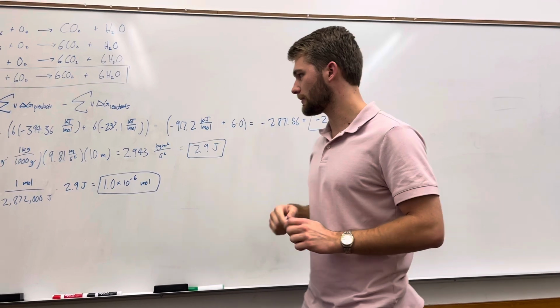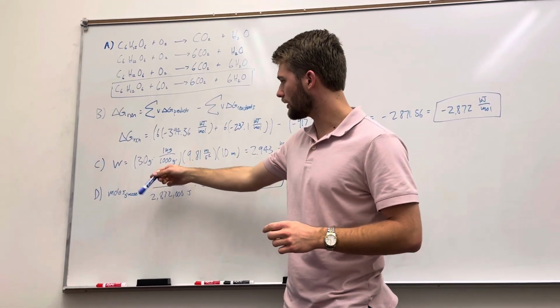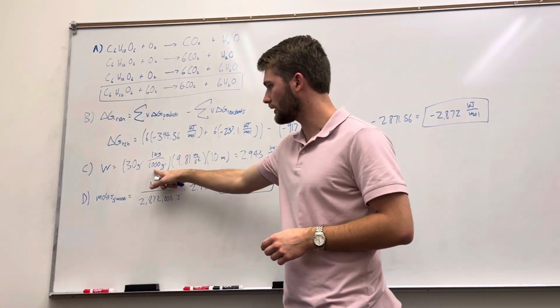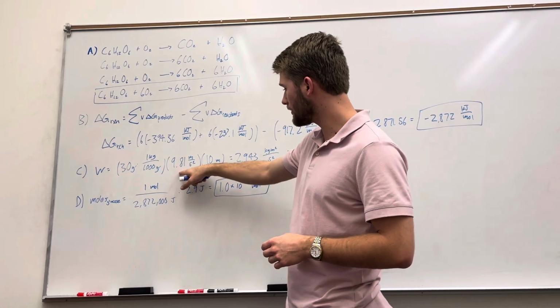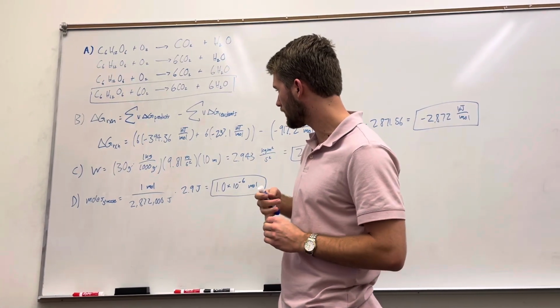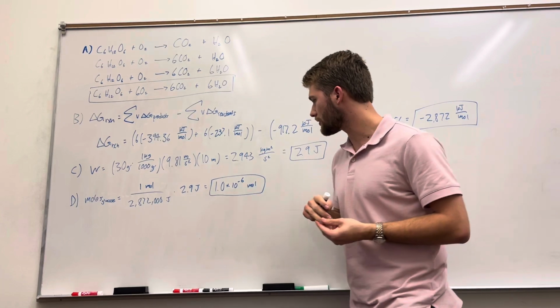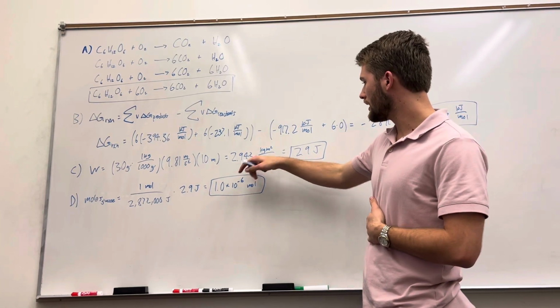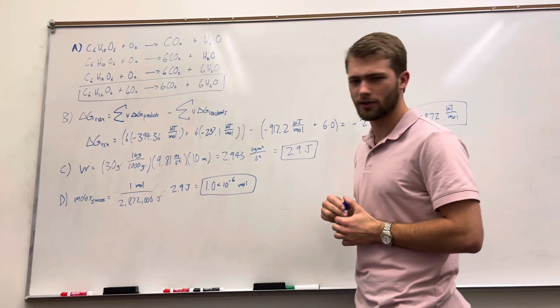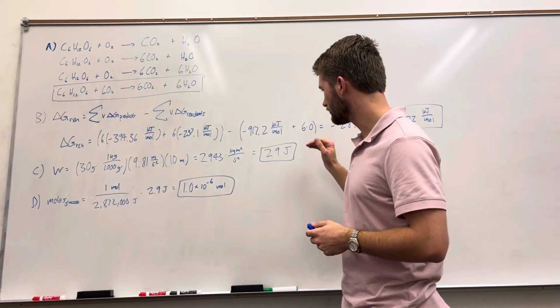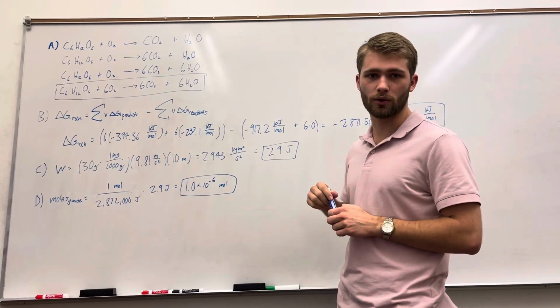So a little bit of physics. Work is equal to the mass of the bird, which is given in grams, so we just convert it to kilograms right here, times the acceleration of gravity, 9.81 meters per second squared, times the distance, which is 10 meters. That gives us 2.943 kilogram meters squared per second squared, which is equal to a Newton meter, which is equal to joules. So 2.9 joules is the work required.